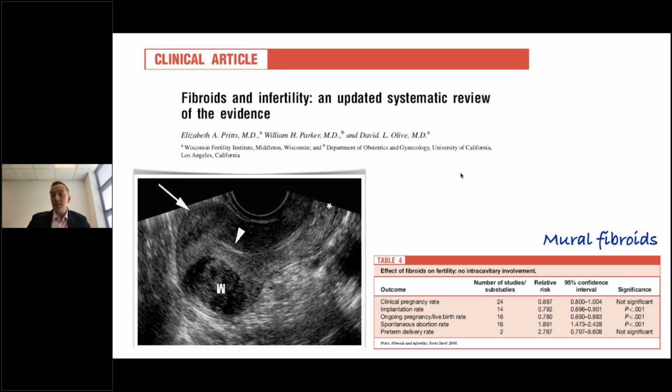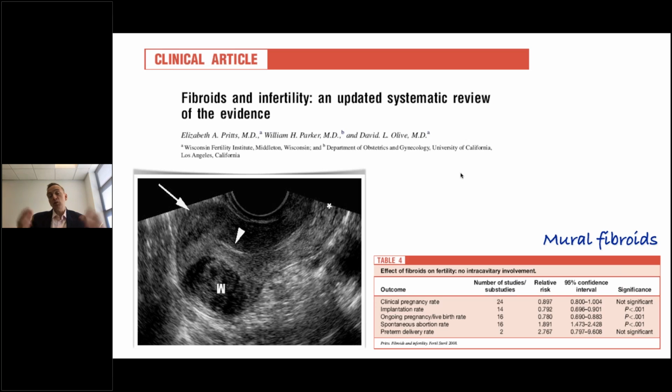We can see here that that effect is not as significant as submucosal fibroids. There's about a 10% reduction in pregnancy rate, 20% reduction in implantation when we're looking at IVF, but also 20% reduction in live birth rate because of this significant increased risk of miscarriage. And interesting here, there also appears to potentially, and again I say potentially, be an increased risk of preterm birth.